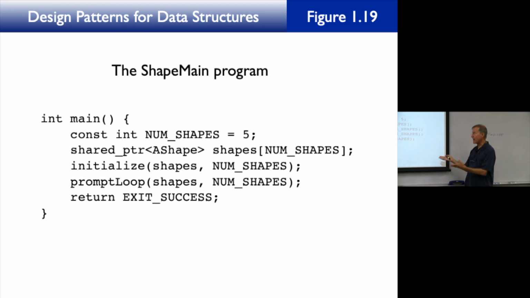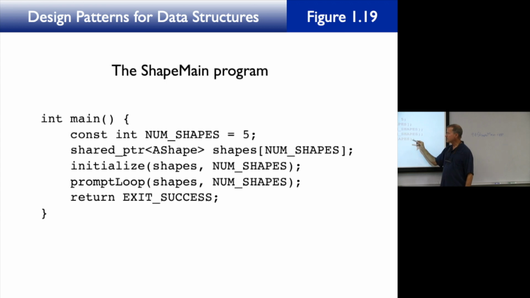So this is the main program. This is the whole main program in figure 1.19. So here we start off, we say const int numShapes equals 5. So numShapes is a constant. If you wanted to run the program with a dozen shapes, you would just change that to 12 and everything would work. All right? So you don't have to change it in one place. All right? So const int numShapes.